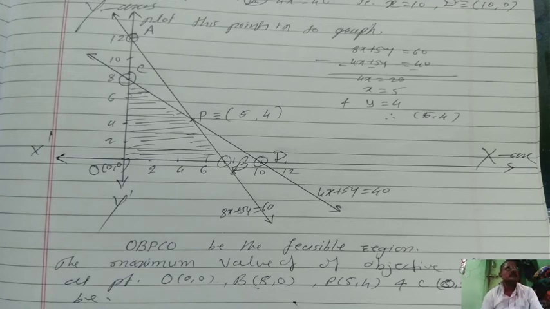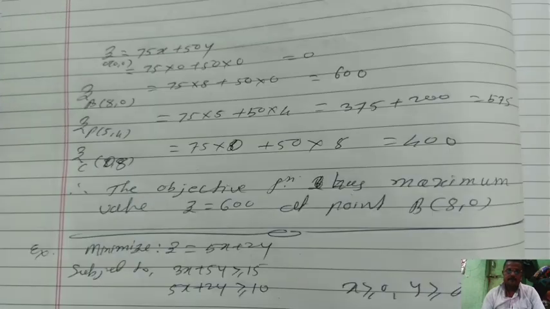The remaining point is our answer. The maximum value of the objective function Z is at which point? The vertices of this feasible region are O(0,0), that is origin. Next B(8,0). P, we have to calculate point P, (5,4), and C point (0,8).